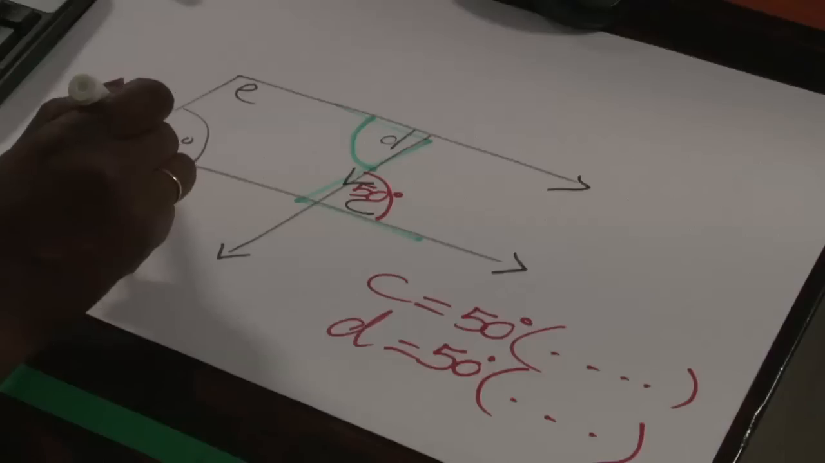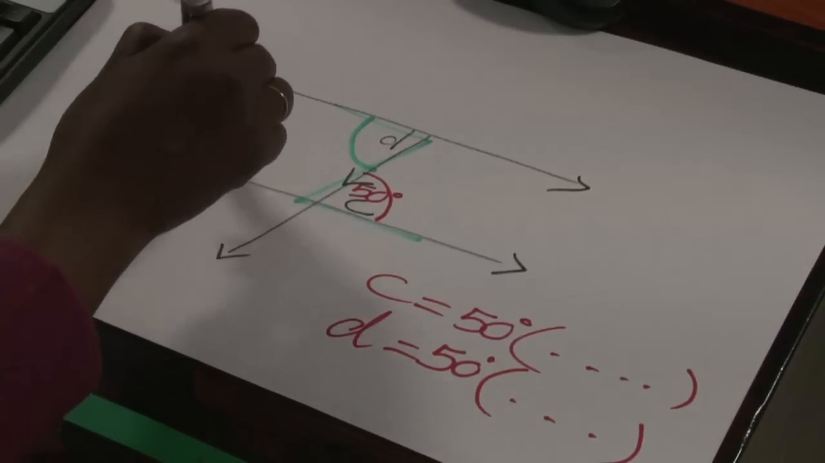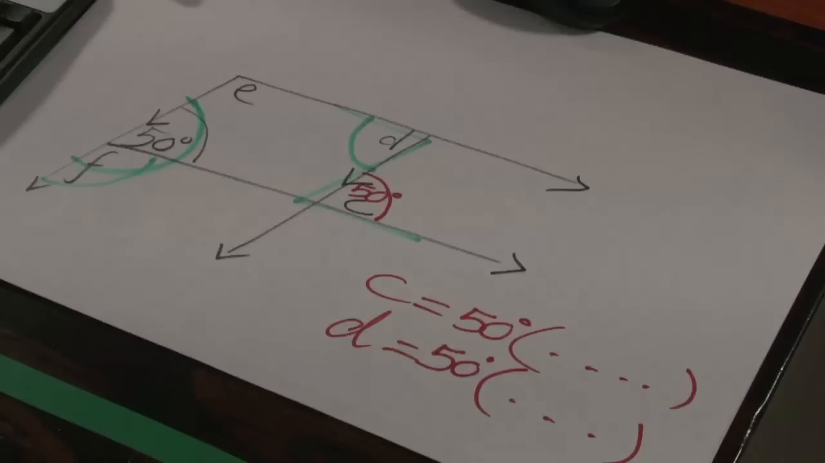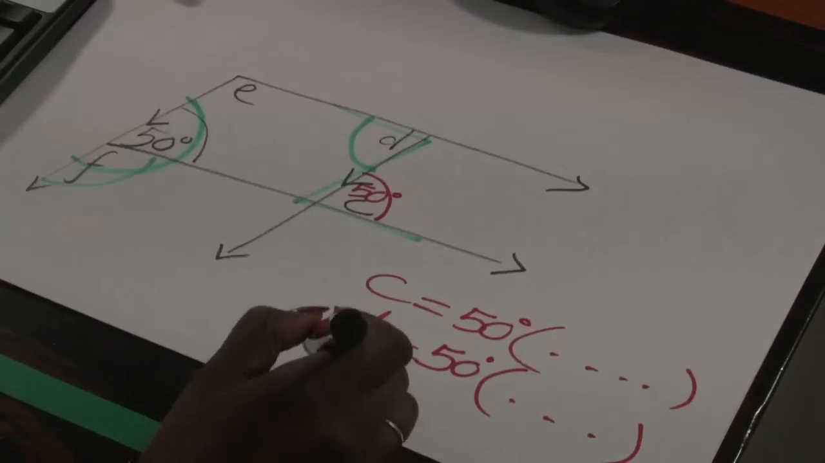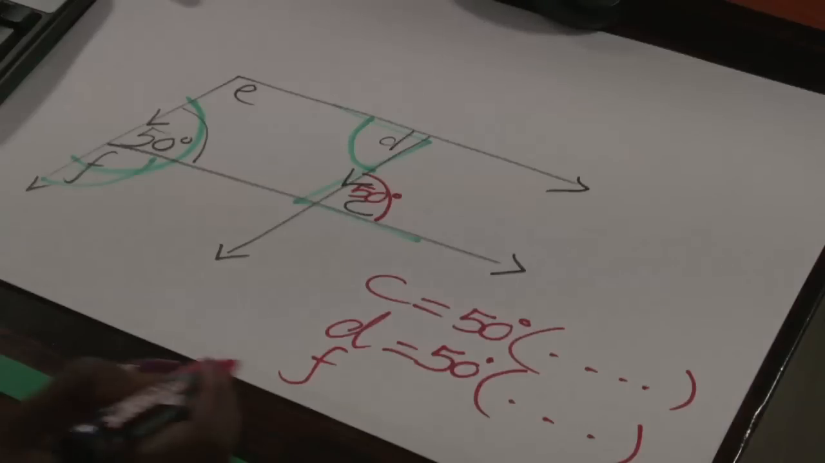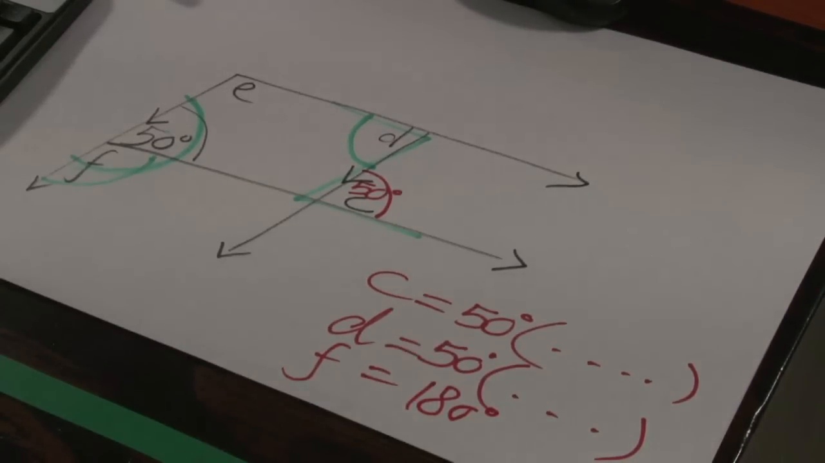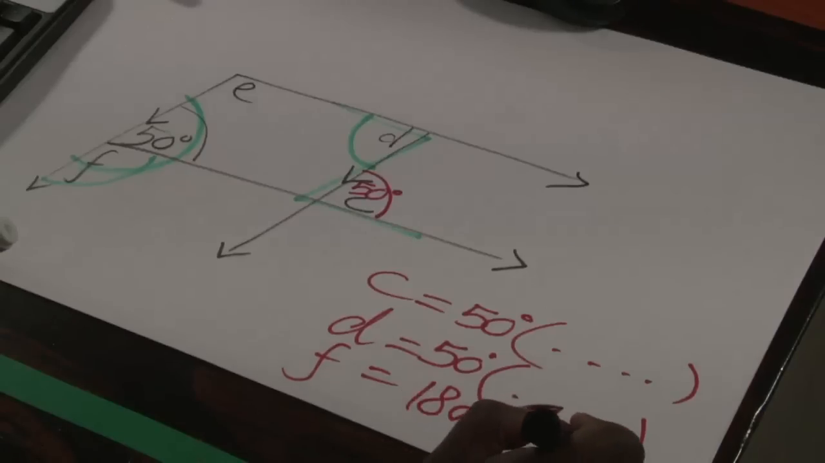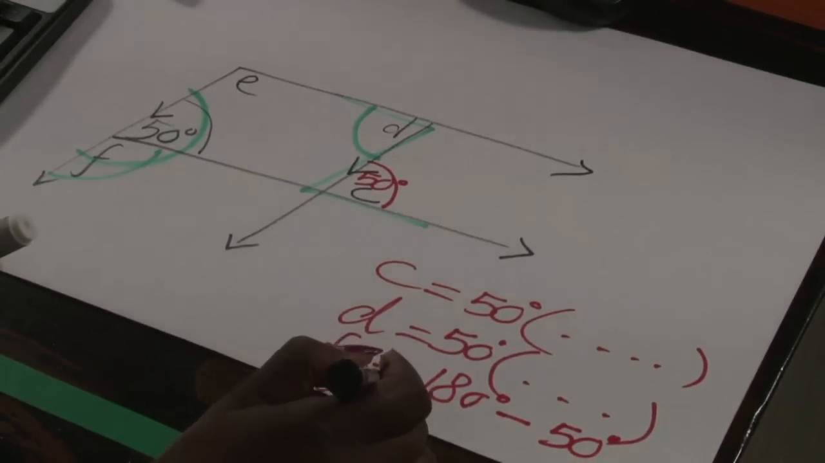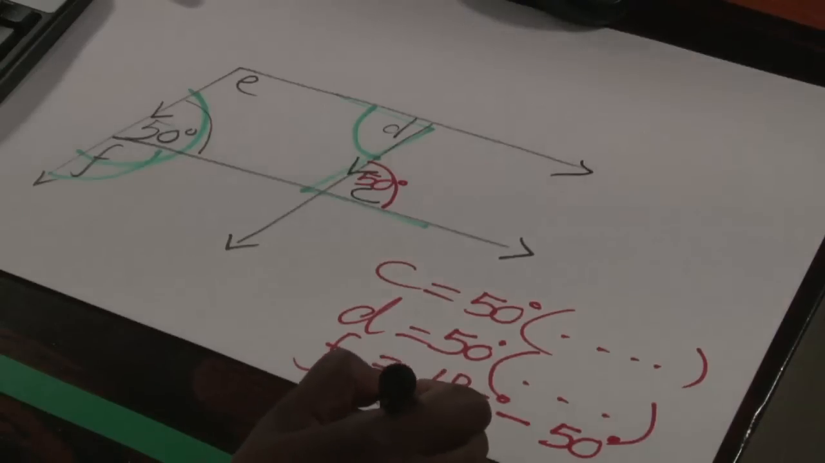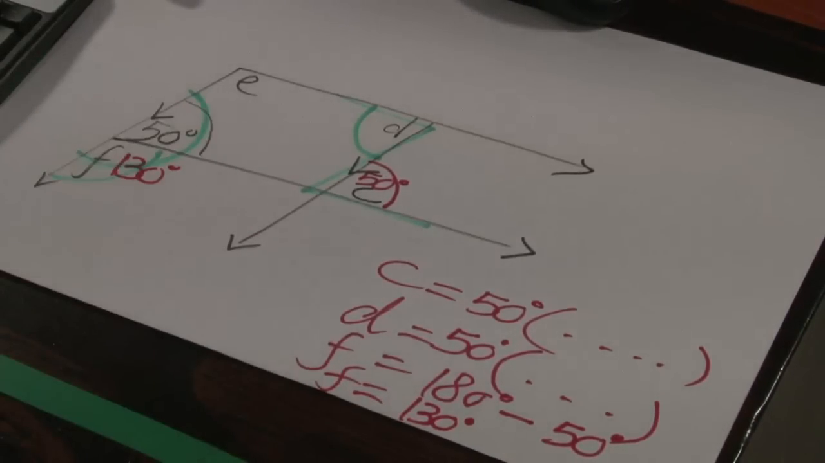Okay, I will leave this one for now. I want to find F. F and this 50 are angles on the straight line. Therefore, to find F, I take 180 degrees, because angles on a straight line add up to 180, minus the 50 that is standing there that we know. Our F will be equal to 130 degrees. That is the answer. I can write it in as 130 degrees.